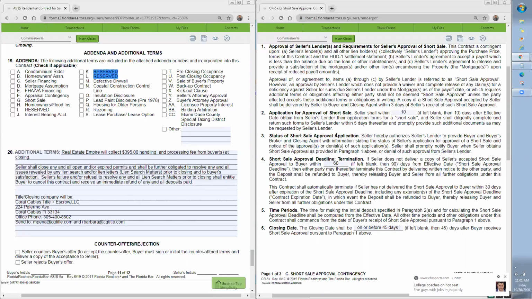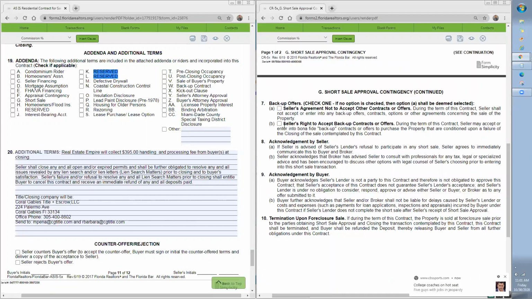And this document is saying the owner has 10 days to turn it in to the bank, and 60 days to obtain an approval for the offer that we are giving. And then once the approval is obtained by the bank, we will be able to close on or before 45 days of that bank approval. Does everybody understand this document?